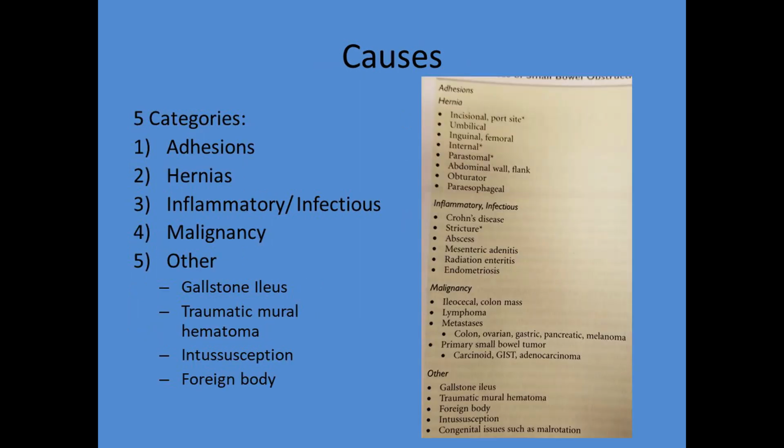So I've broken down the causes of small bowel obstruction into 5 broad categories. The most common cause is adhesions. Second most common is hernias. More rare causes can include inflammatory and infectious etiologies, such as Crohn's disease or abscesses. And even rarer than that can include gallstone ileus, traumatic mural hematomas, intussusception, or foreign bodies.